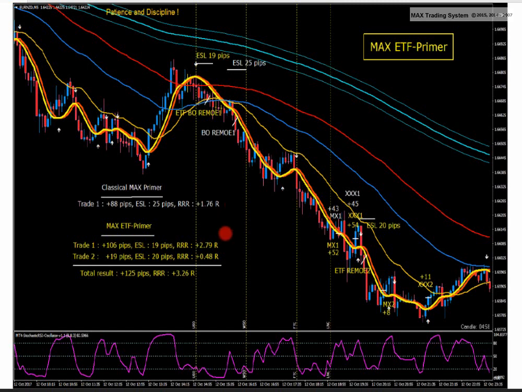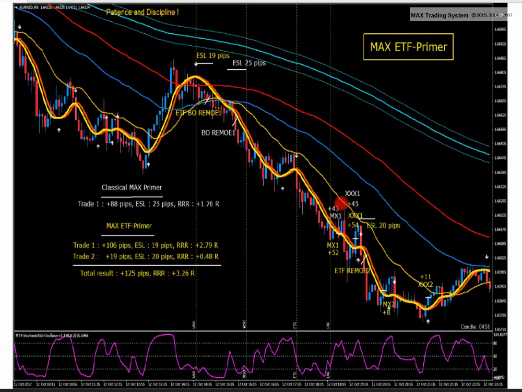But it's not the only benefit we have from the max ETF primer. Later in the same movement, while with the max primer we were not able to open a second trade, with the max ETF primer we have been able to open a second trade here. We call it an ETF REMO. This is another set of conditions, so another name. An MX here, and then the XXX here, so another trade, not a big trade, a 19 pips trade, but with a small stop loss, 20 pips, giving an almost half R reward to risk ratio.